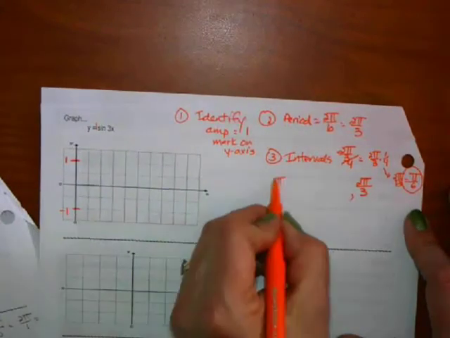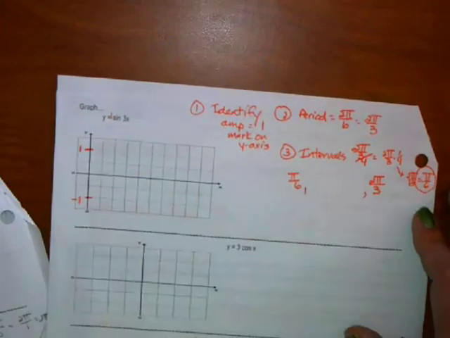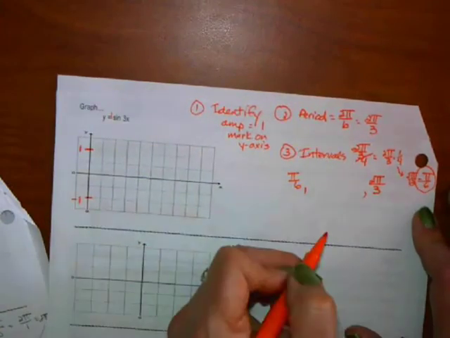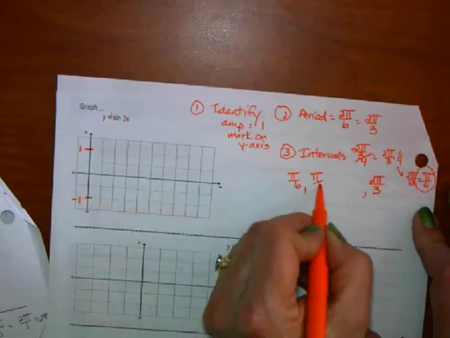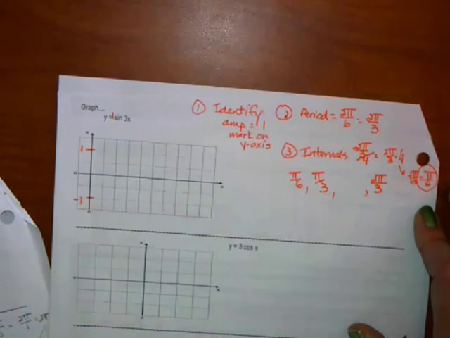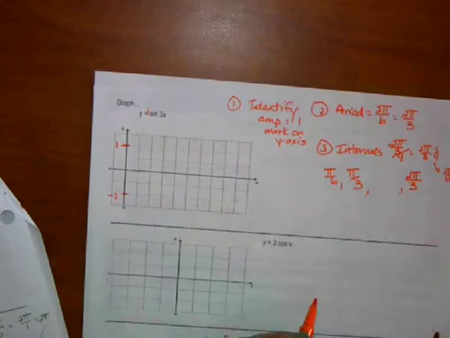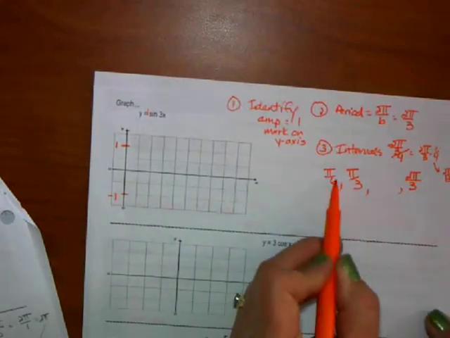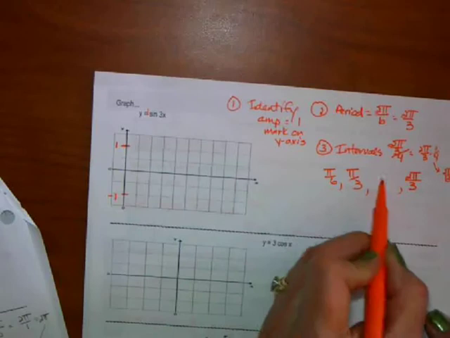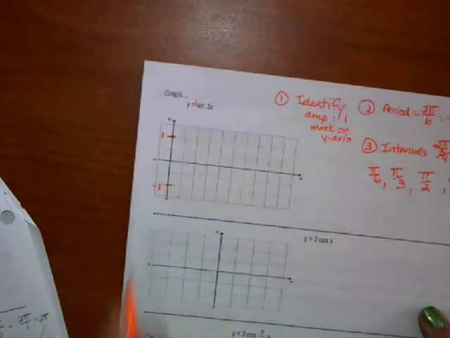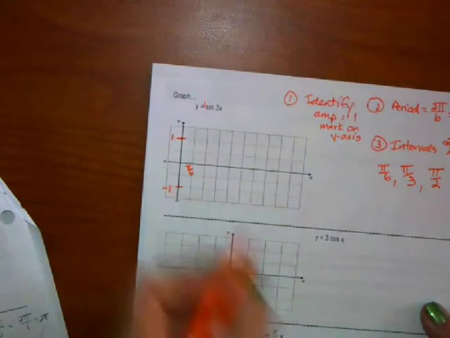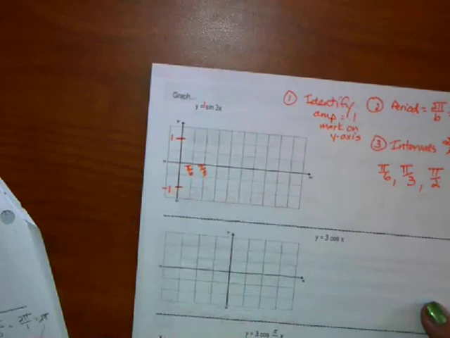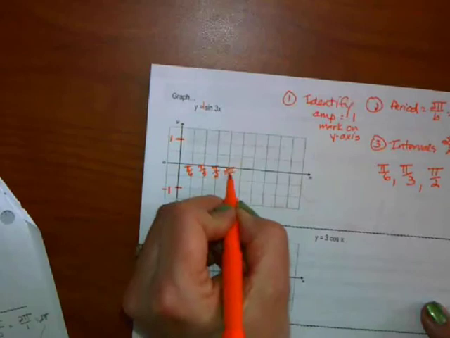So I know the first thing is pi over 6. If I double pi over 6, multiply it by 2, I'm going to get 2 pi over 6, which is simply pi over 3. Then to get my third interval, I take this and multiply it by 3, which is 3 pi over 6, which reduces to pi over 2. So I'm going to start by marking my first thing here as pi over 6. And then my next one is pi over 3, pi over 2, and 2 pi over 3.